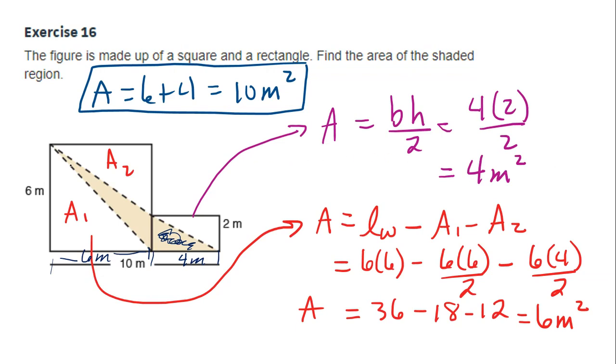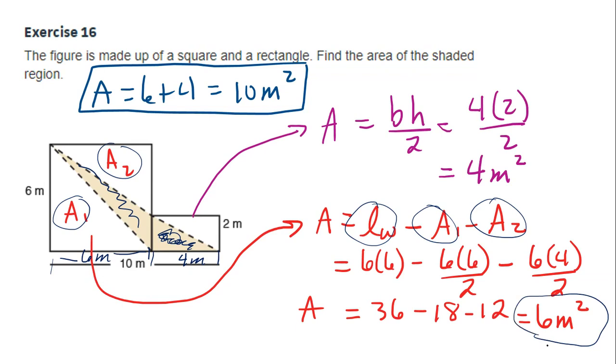And then to find the area of this shaded region, I need to take the area of the square, which here's my formula, and I subtract the area of this triangle and the area of this triangle. Okay. And this is the work that I did. And I ended up with 6 meters squared. So to find the area of the shaded region, I need to add these two things together. And so my final answer is 10 meters squared.